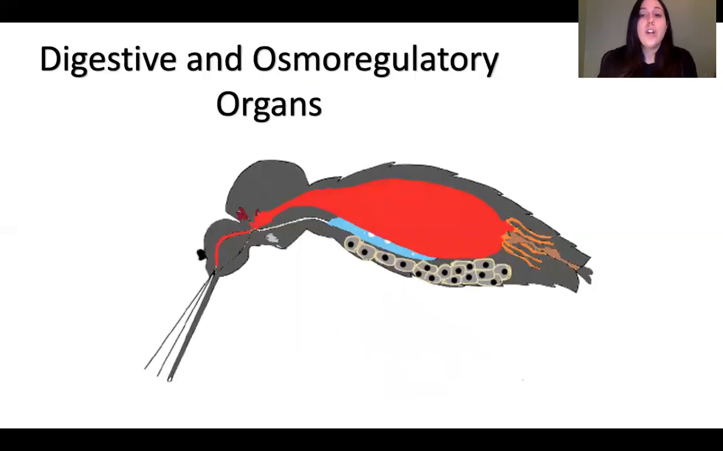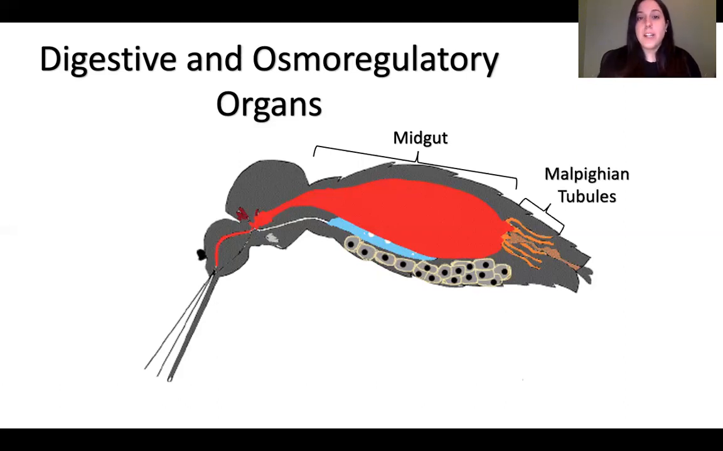So the digestive and osmoregulatory organs are responsible for producing this quick effect of excretion during the blood meal. Some of the organs involved will be the following, which we have the midgut. The midgut is the large blood-filled organ in the center of the diagram here, and it is responsible for the storage of the blood meal and for the digestion of the meal.